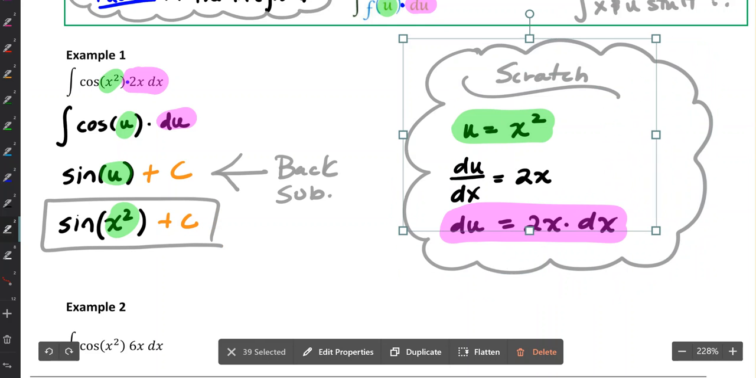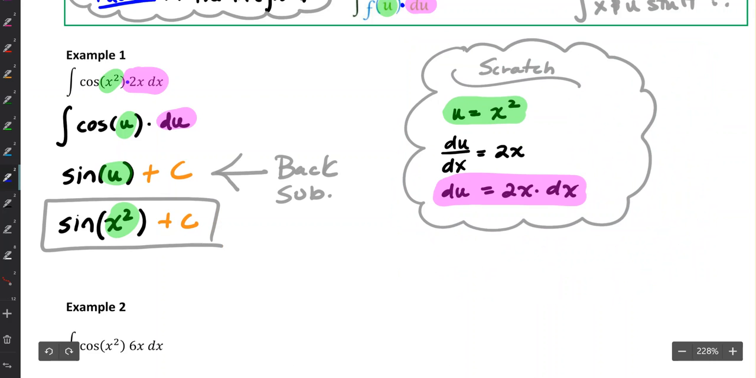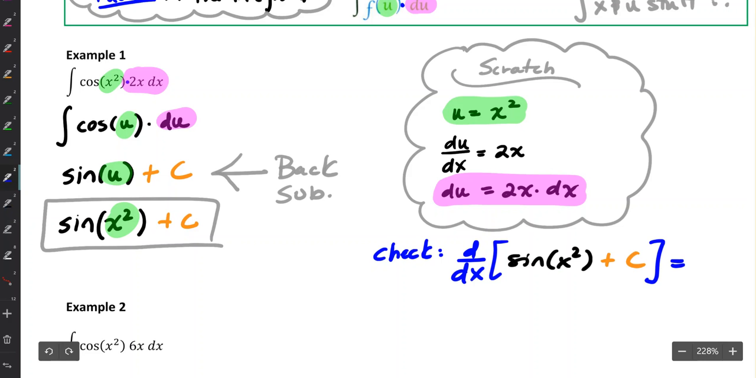And we are done. You can always check by differentiating. If I take the derivative of sine x squared plus a constant, do I get, and I'll leave the check here to you, do I get cosine x squared times 2x?